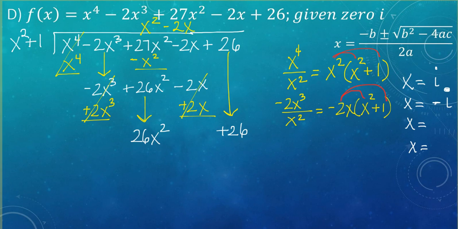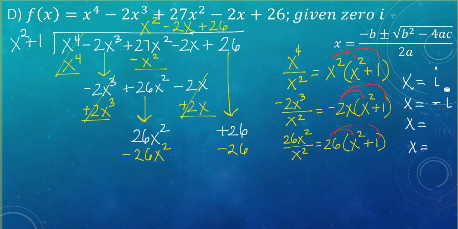And divide it again. So we have 26x squared divided by x squared. And that gives us a positive 26. I'm going to put that on the top. Now we have our full quadratic, and we need to use the quadratic formula, because unfortunately this one will not factor. When we distribute that 26, we are given 26x squared and a positive 26. We do our sign changes, and we are happy because we have a remainder of 0. So we can be confident that we have the right quadratic.